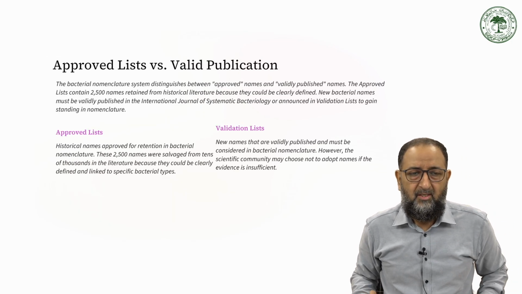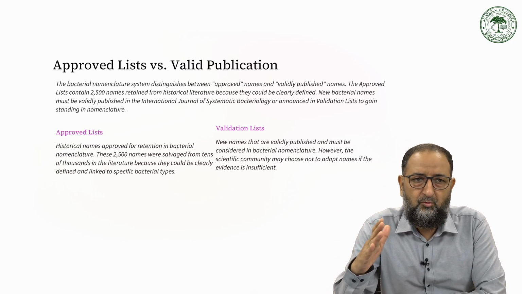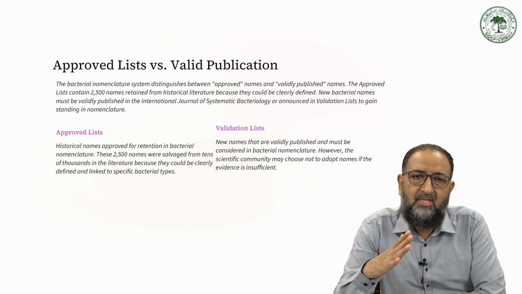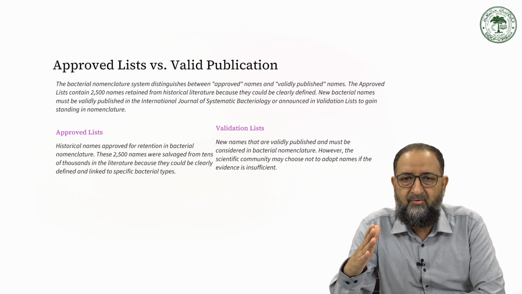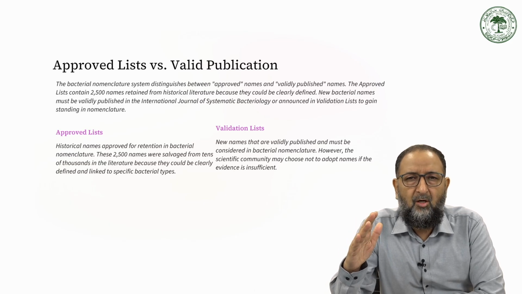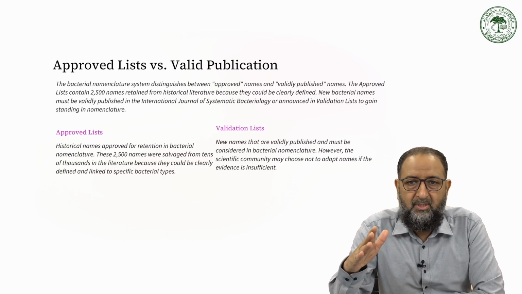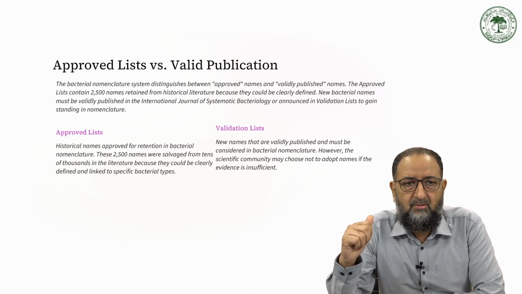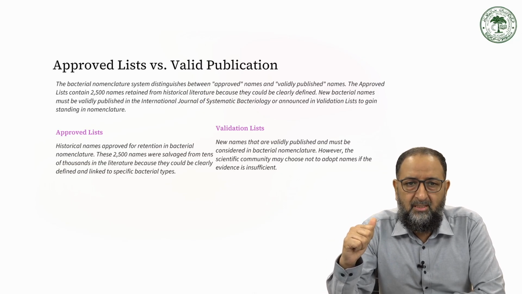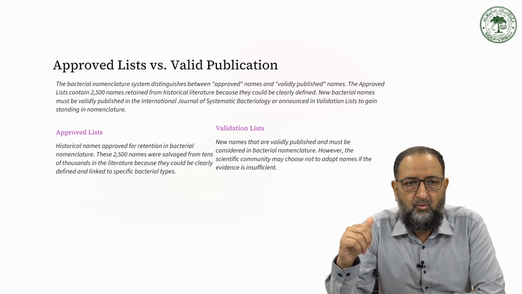So if you look into the approved list versus the validation list, or valid publications, then we can compare these two. The bacterial nomenclature system distinguishes between the approved name and the validly published name. The approved list contains almost 2,500 names, which were retained from the historical literature because they were published in the Bergey's manual, the first manual, then the second, and so on. And new bacterial names must be validly published in the International Journal of Systematic Bacteriology, or announced in the validation list, to gain standing in nomenclature.